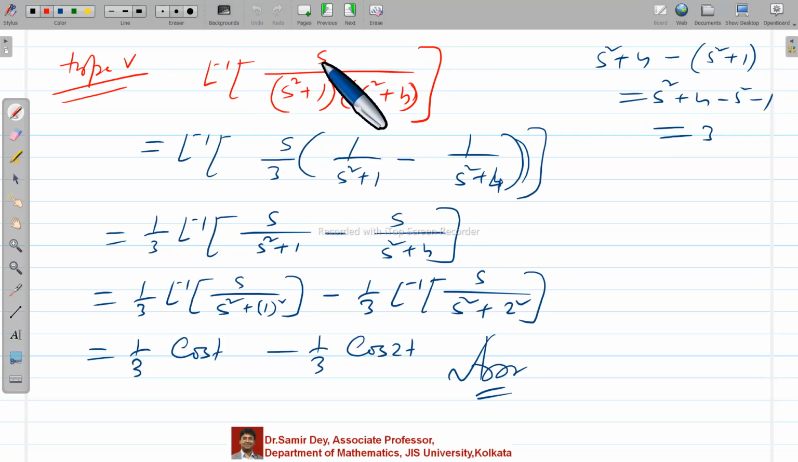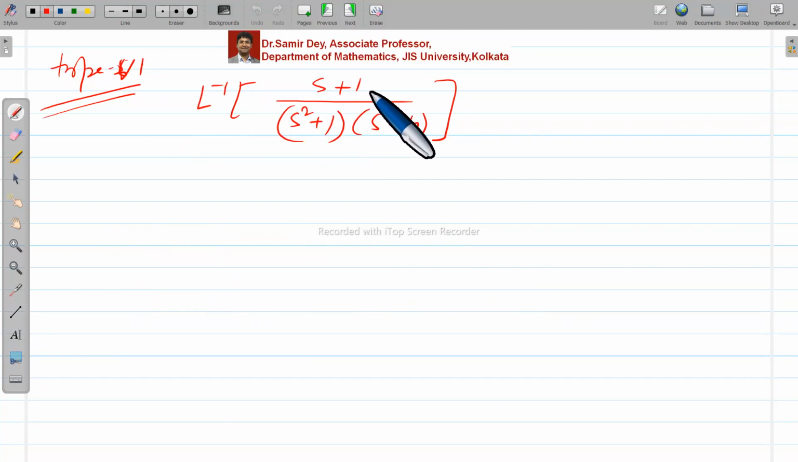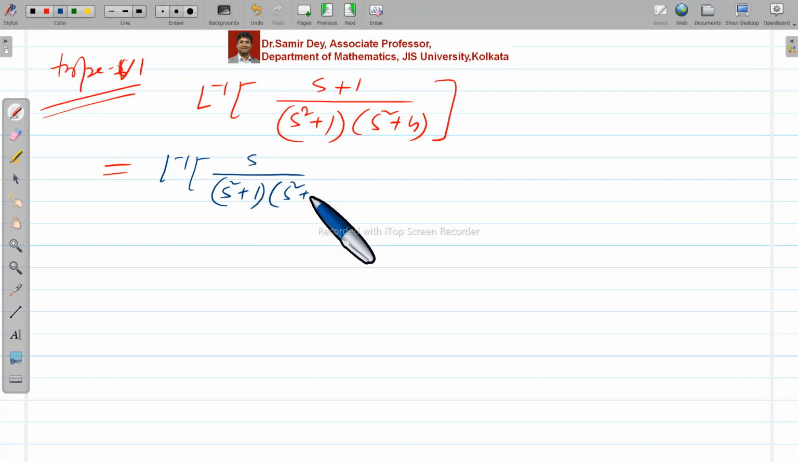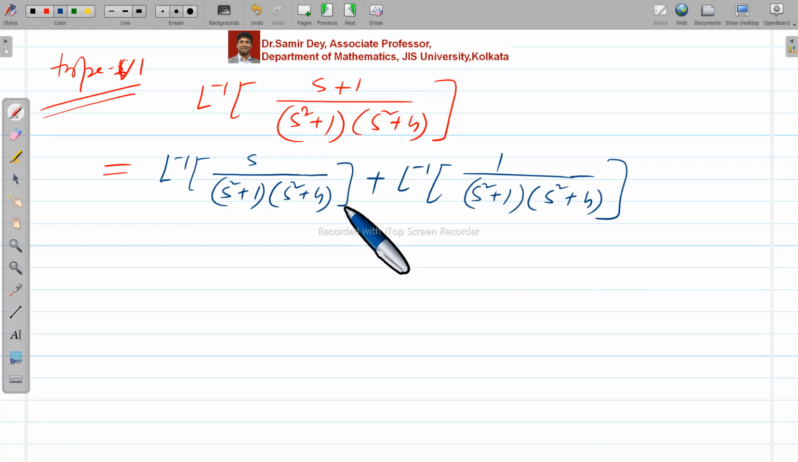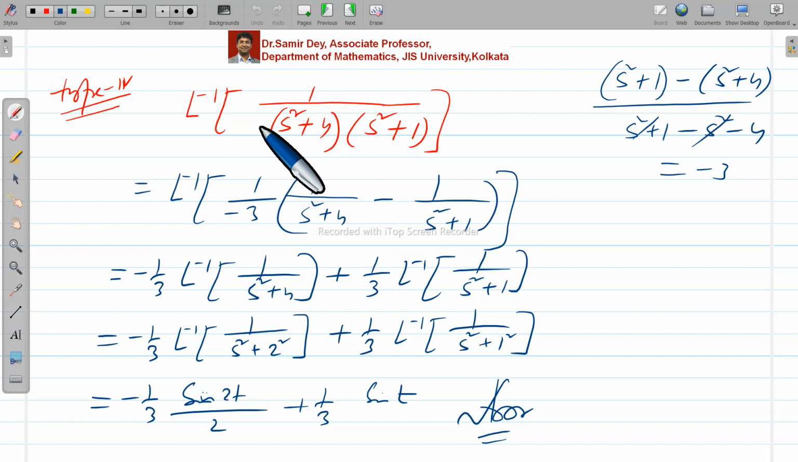So from the last video you have only s, there may be a chance to see s plus 1, maybe s minus 1, maybe s plus 3, maybe s minus 3, whatever. The process is same, you have to make it double. How to do that is very easy. So L inverse of, separate this, that is s by s square plus 1 by s square plus 4 plus L inverse of 1 by s square plus 1 by s square plus 4. Basically this problem is nothing but type 4 and type 5.